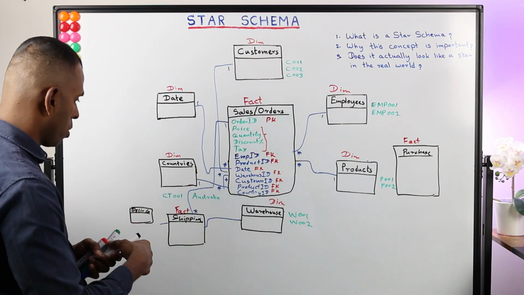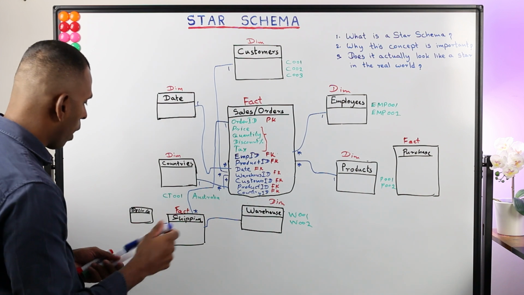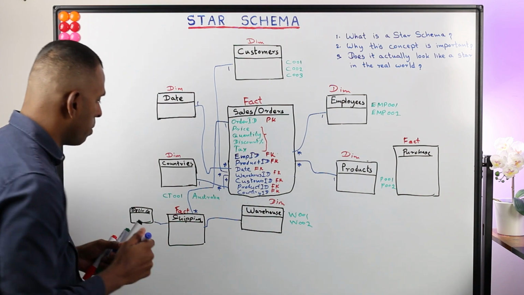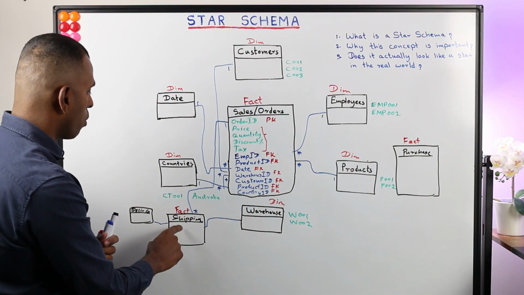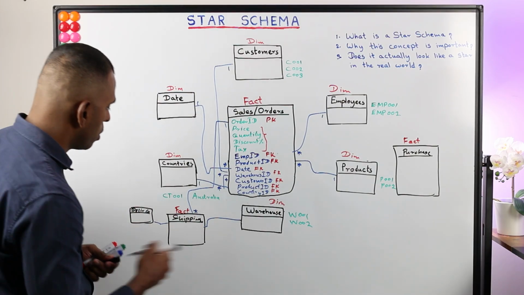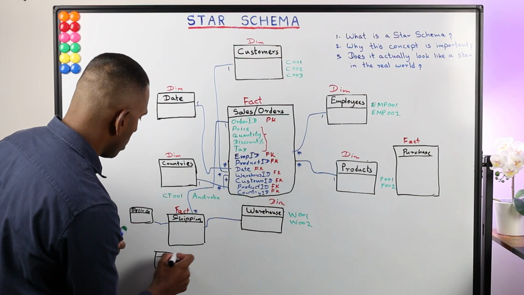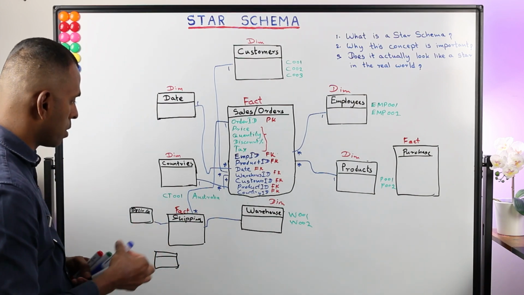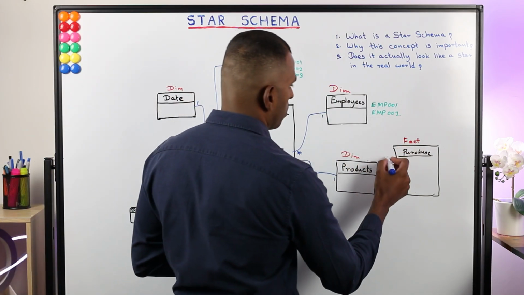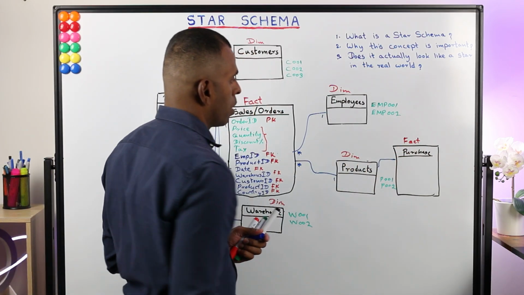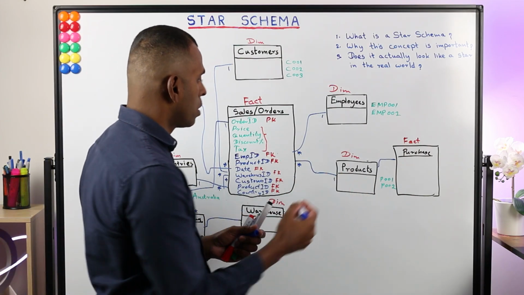So what we need to do is always try to follow the Star Schema concept, which is dim tables around the fact tables. That's what we need to follow. It won't perfectly look like a Star Schema, but we still follow that concept. This is the same, it can connect to the product table, just like that.